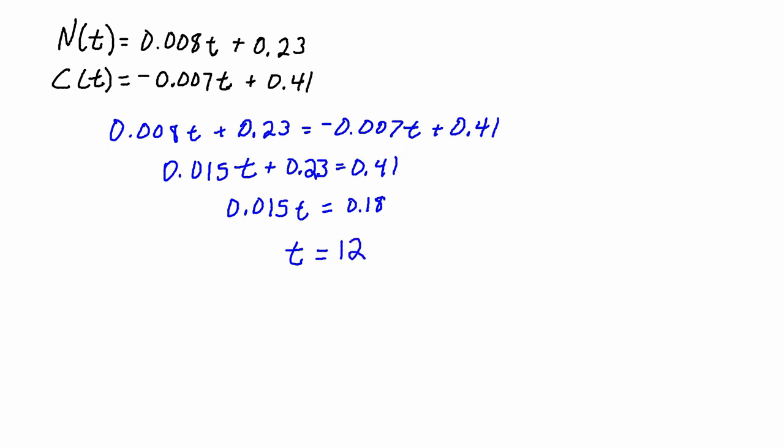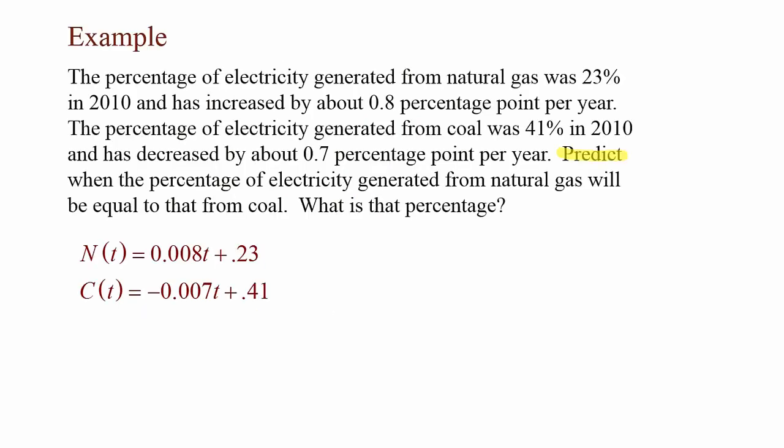Since we're starting in 2010, 2010 plus 12 is 2022. Predict when the percentage of electricity generated from natural gas will be equal to that of coal. It will happen in 2022.